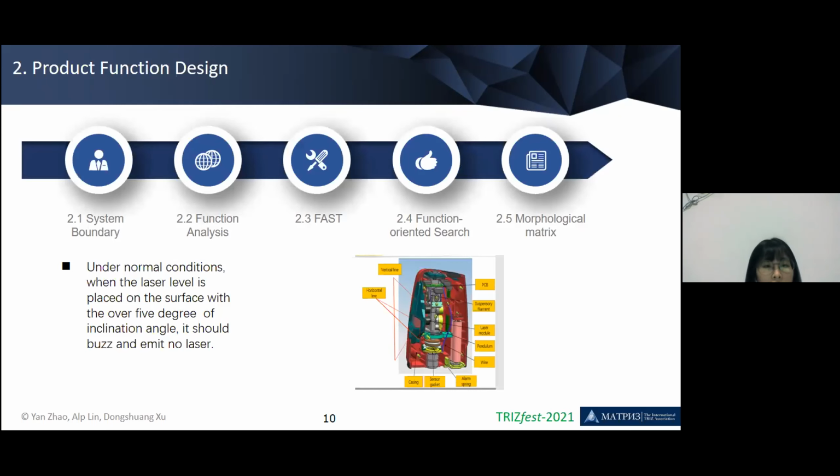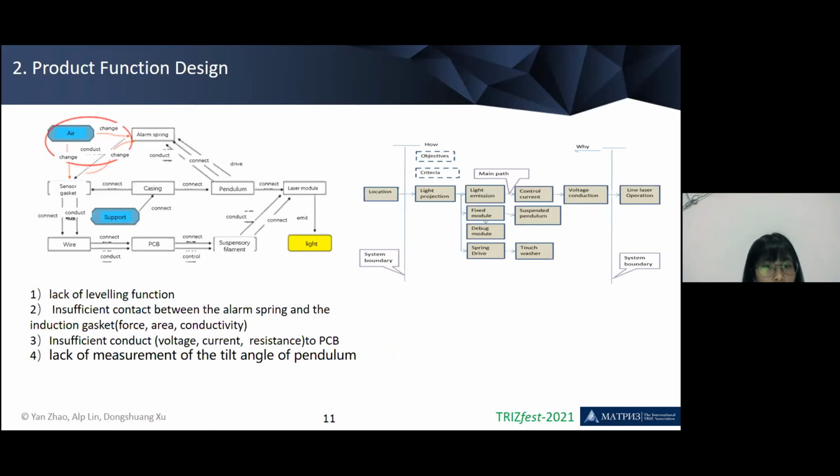We set the system boundary, and in this picture, there are the components of the laser level system. Then we established the function model, as you can see in this figure. We found four major function defects, including lack of leveling function, and there is not sufficient contact between the alarm and the gasket, so the alarm system cannot be triggered in time.